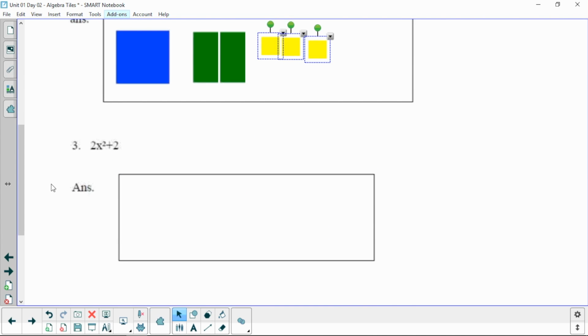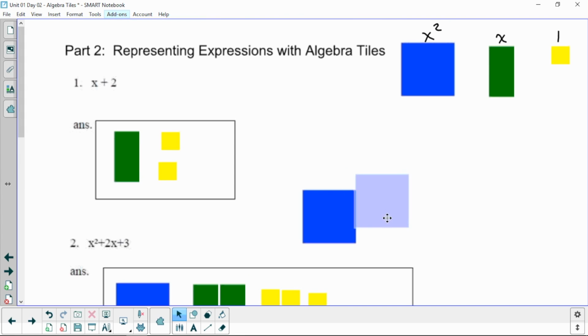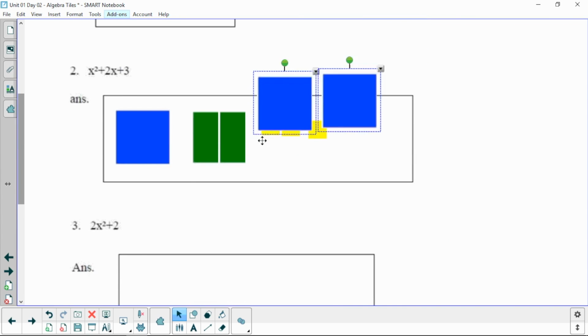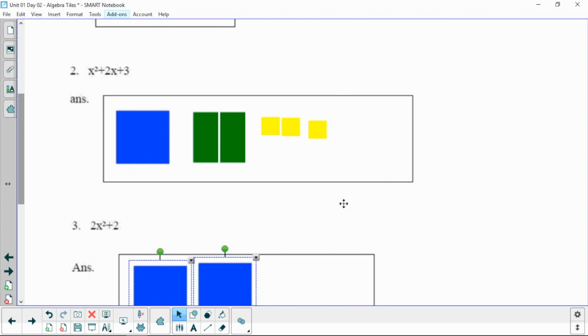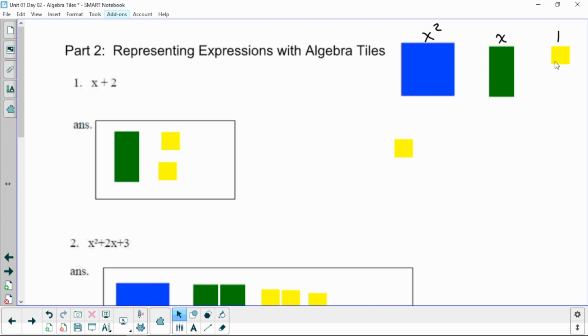If you try number 3, get 2x squared plus 2. So I'll get 2 of these. So again, you can represent any of these with your algebra tiles.